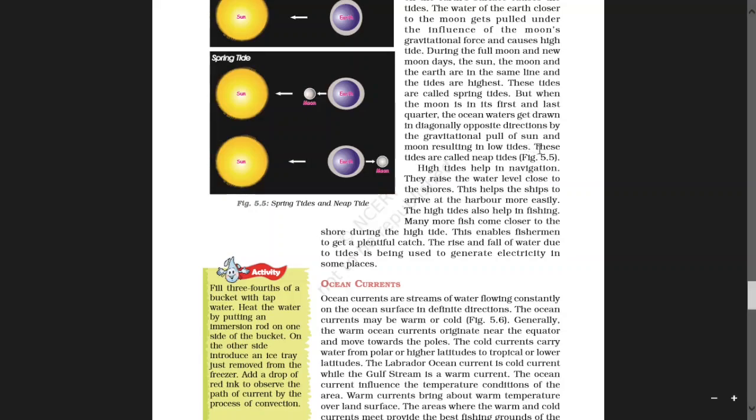Mark this one also. High tides help in navigation. Navigation means journey by ship. So high tides are helpful in navigation. They raise the water level close to the shores. This helps the ships to arrive at the harbor more easily. Harbor is the place where ships stay, where people get down from the ship or go inside the ship. So at that place these tides help the ships to arrive at the harbor more easily.